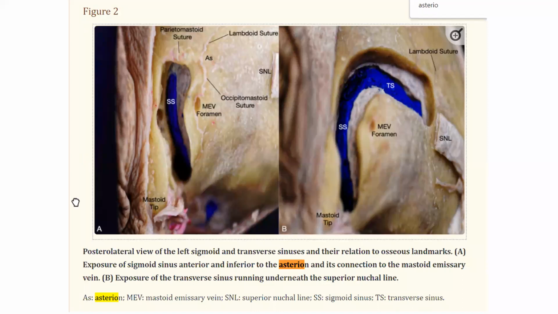You can see a posterolateral view of the left sigmoid and transverse sinus and their relation to the osseous landmarks, with exposure of the sigmoid sinus anterior and inferior to the asterion. AS is the asterion, and the sigmoid sinus lies anterior and inferior to it. When you remove the overlying bone further, you can see the transverse sinus, and this is the proximal junction of the transverse and sigmoid sinus. So you can have a good idea of what I have been telling you before.